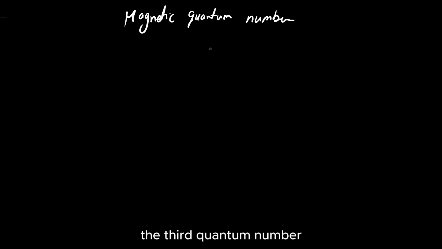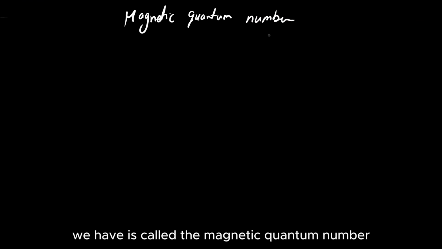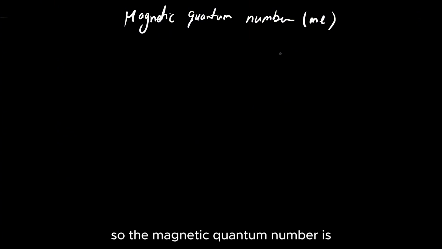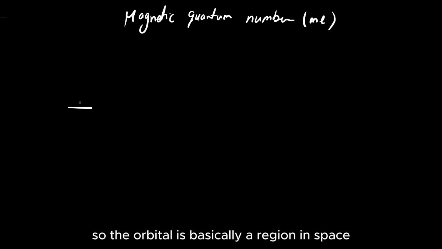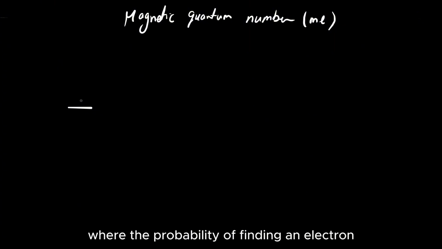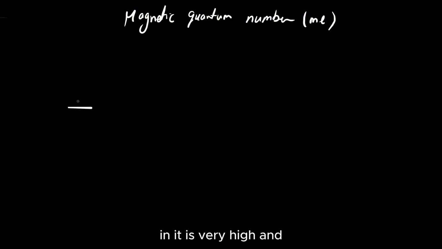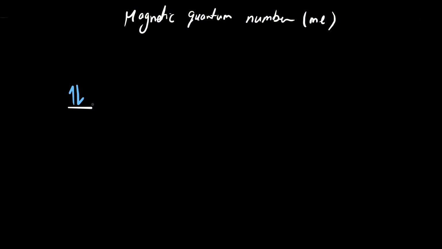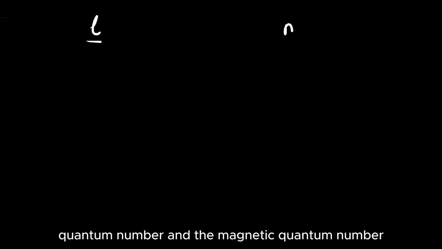The third quantum number we have is called the magnetic quantum number, and the symbol that corresponds to it is m sub L. So the magnetic quantum number is the number of the orbital. So what is the orbital? The orbital is basically a region in space where the probability of finding an electron is very high. And you can find the electrons having either an up spin or a down spin.